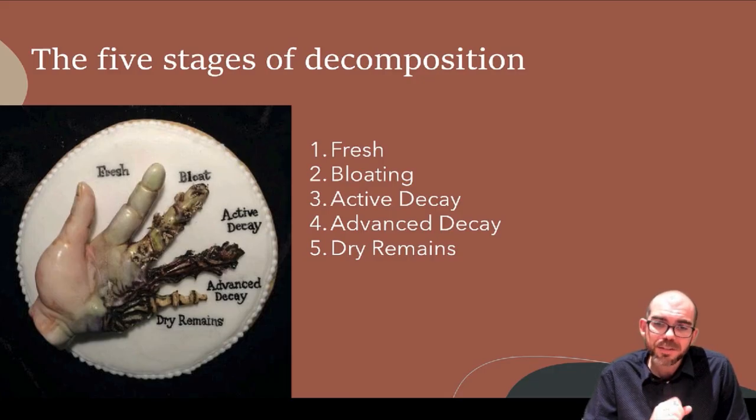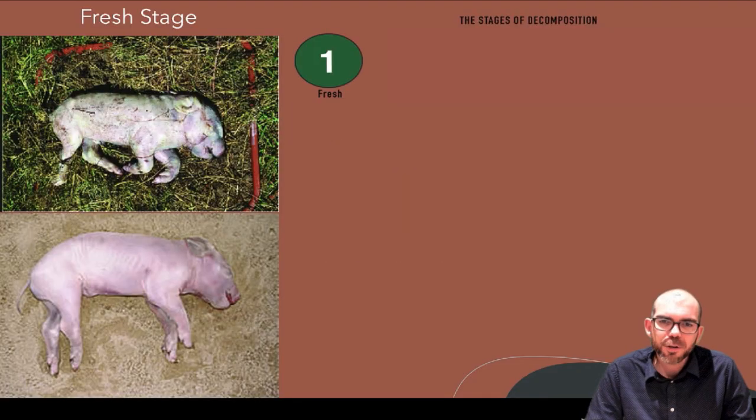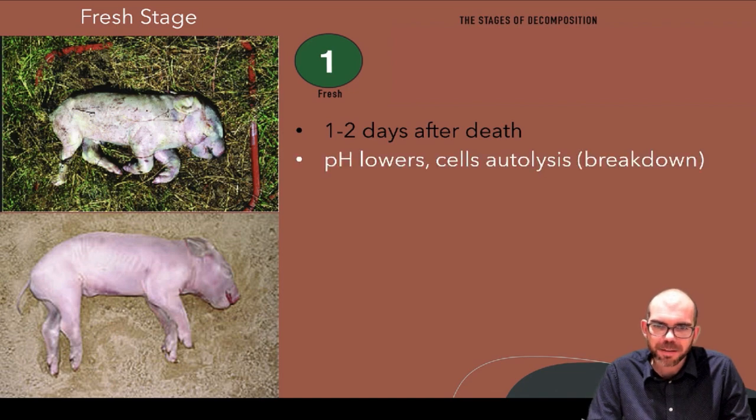There are 5 phases of decomposition we want to know. I'm going to go through each one. First phase or stage of decomposition is the fresh stage. The fresh stage is 1 to 2 days after death.